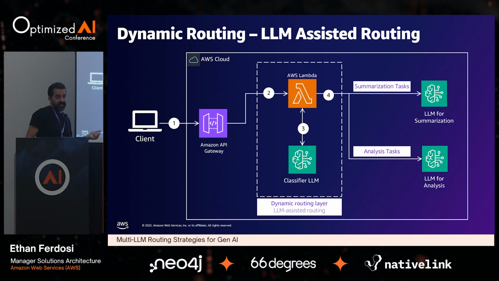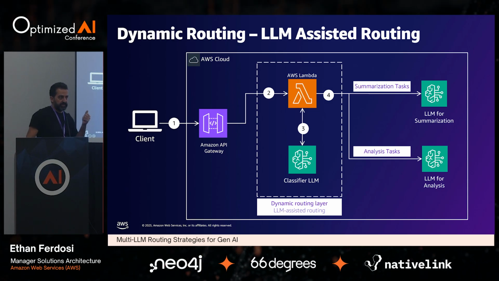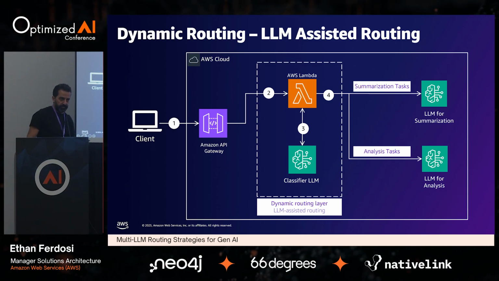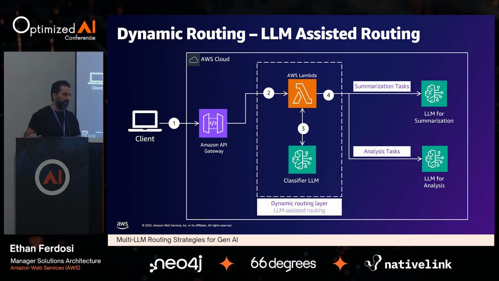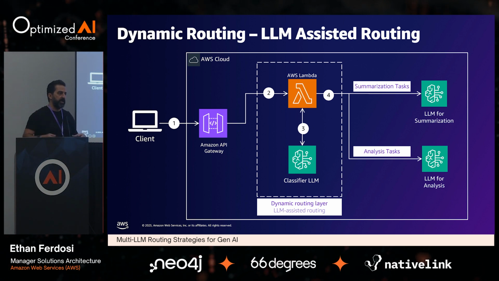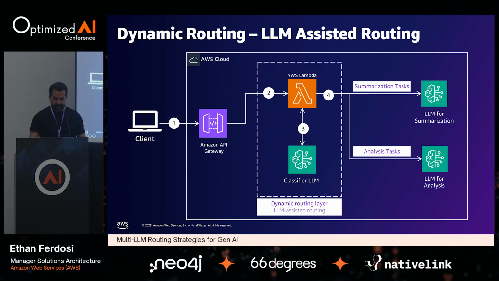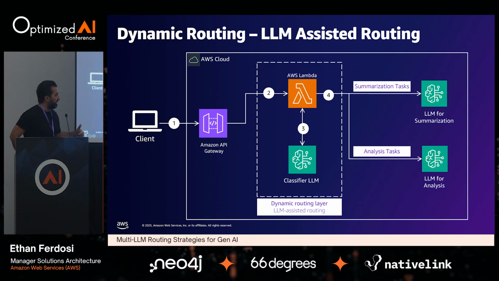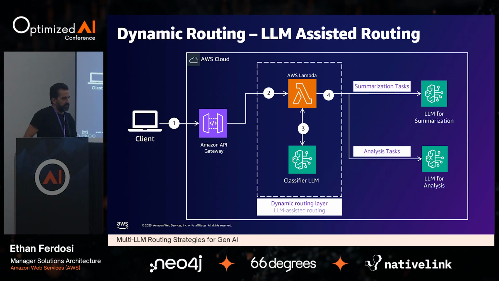So LLM-assisted routing is one way to do it, which basically means you get the prompt, and then you route your prompt to another LLM, which is not your target LLM, and that LLM is specifically designed to do the classification for you. Say a user types into the chat, I have a problem with my billing. This classifier LLM gets that and decides, based on this prompt, I identify this as a billing issue. So I want to route it to an LLM for, let's say, summarization or analysis. These are different examples you can use here.